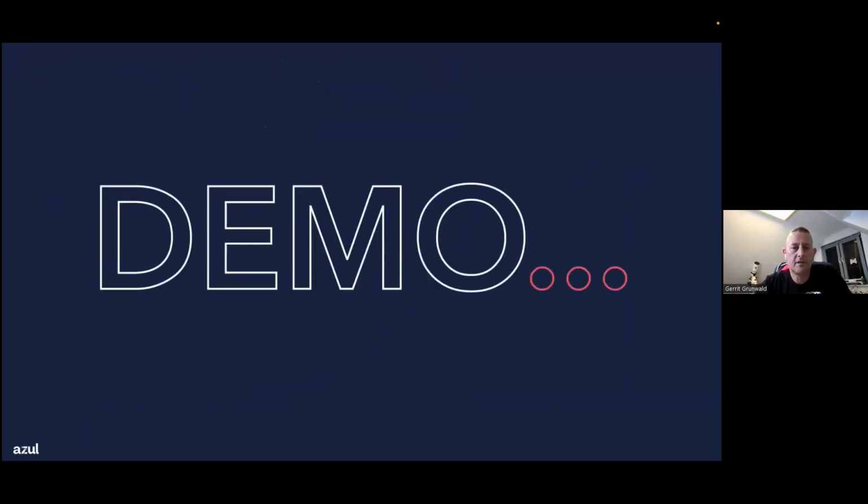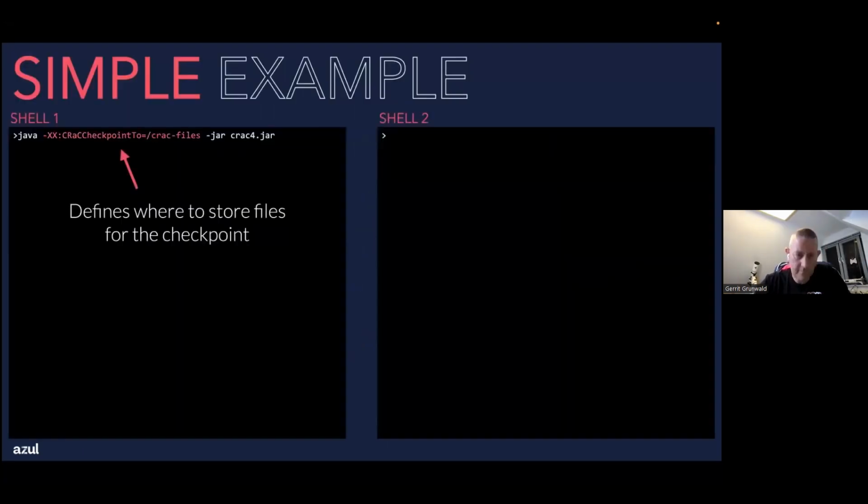Okay, so the first demo is this application, and I have 2 shell windows here. I do it in slides to give you a little bit of an explanation of what I do. I start my jar file, which is called CRaC for Java. I call it with the -jar command, and I add -XX:CRaCCheckpointTo, and I say store the checkpoint in the folder crac-files. So in this folder, it should store the checkpoint, and then I start it.